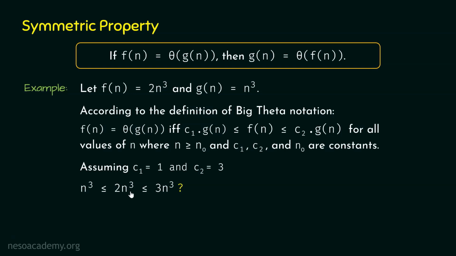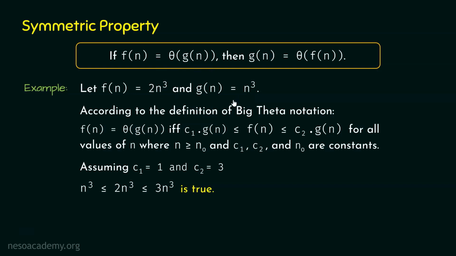2n cube. So for some constants C1 and C2, Gn is acting as the upper bound and the lower bound of Fn. So we can say this inequality is true and hence we can say Fn, which is 2n cube, is theta of Gn, which is n cube. So it is clear that Fn is theta of Gn. This means Fn is asymptotically equal to Gn.